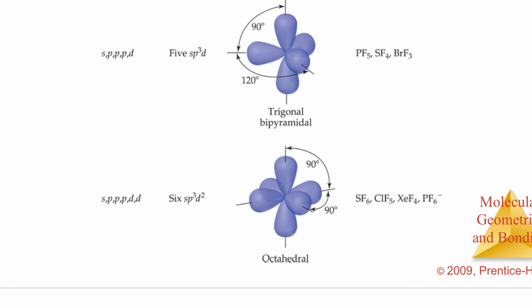So if I have S, P, P, P, and D, that's 5, you're going to end up with a trigonal bipyramidal. If you end up using 2 of your D subshells, you'll end up with 6, and that's an octahedron. So if you ever have 6 things attaching, so sulfur hexafluoride as an example, you'll end up with an octahedral shape.